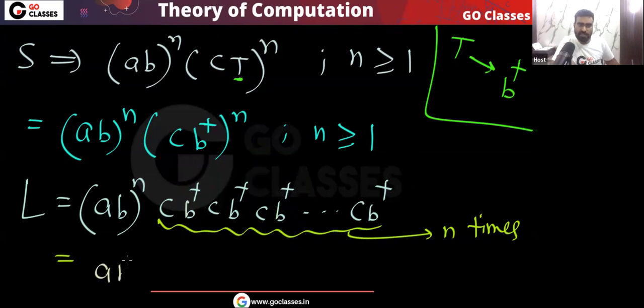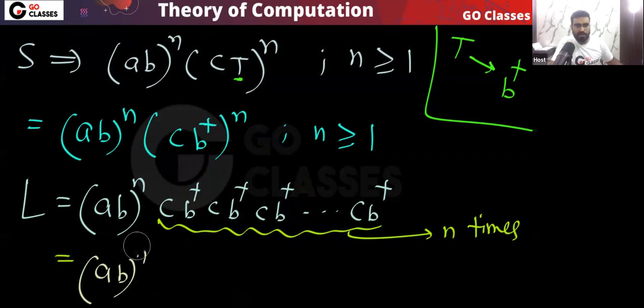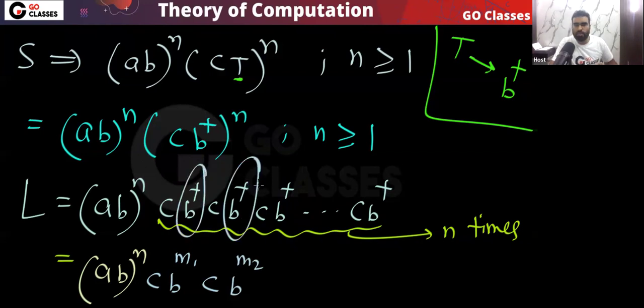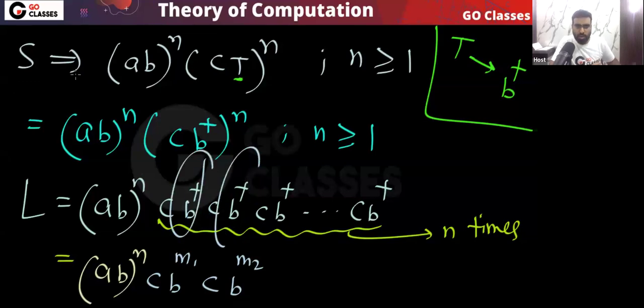So the answer will be ab power n. Then remember, n times we have to repeat cb power m1, cb power m2, because they have nothing to do with each other. For example, this can repeat 2 times, this can also repeat 2 times, or this can repeat 4 times. Remember they can repeat the same number of times or different numbers of times. So basically they have nothing to do with each other.